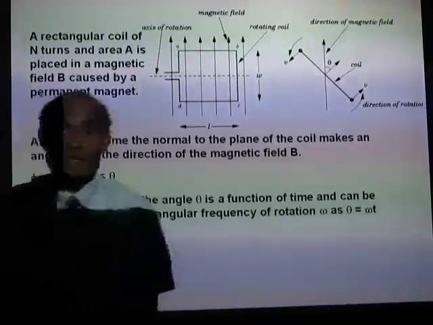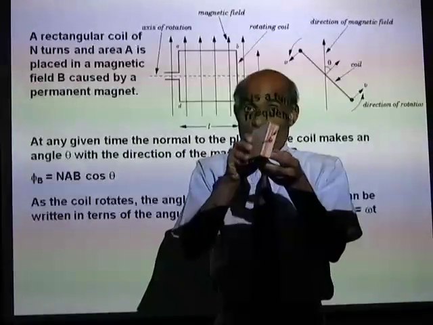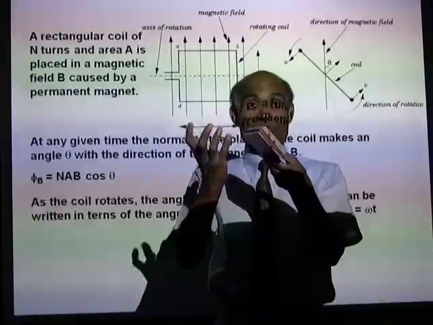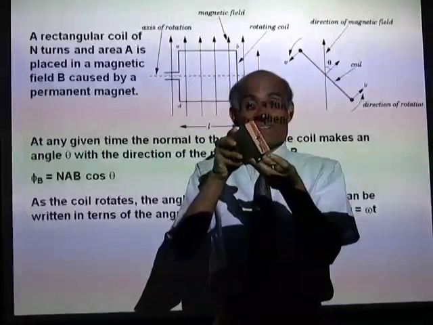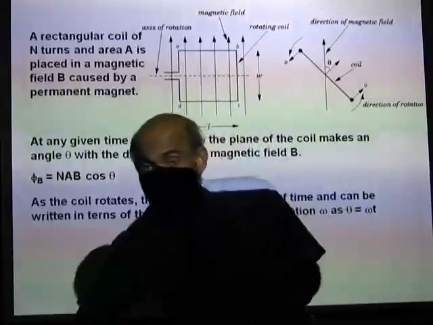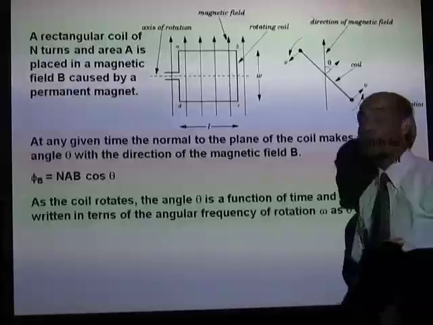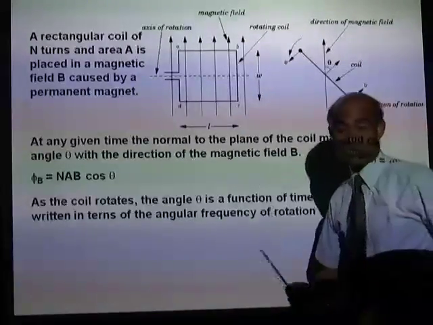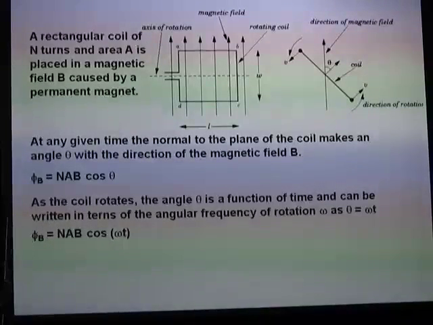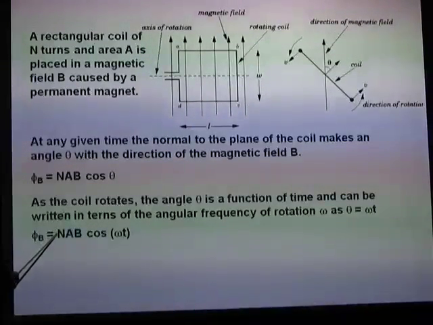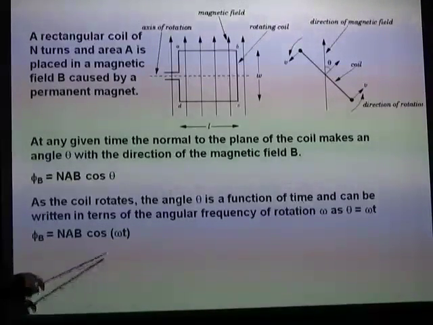Now, you must understand that the magnetic field does not change. When the coil rotates, the magnetic field remains a constant. So what changes is the angle theta. Angle theta is a function of time, and we write it as theta equal to omega t, where omega is the angular frequency, which you are familiar with. Now, therefore, the flux linked with the coil can be written as phi B equal to NAB cos omega t.